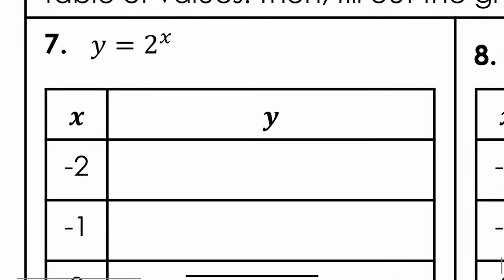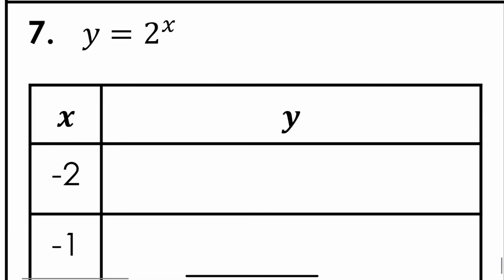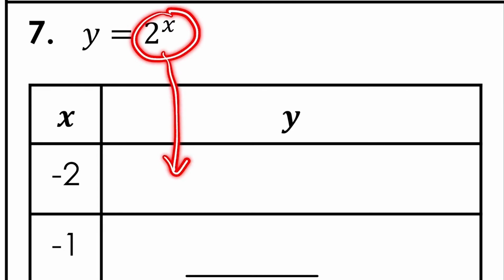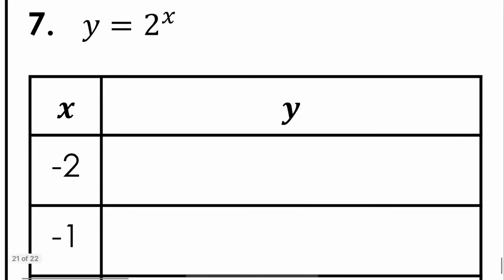So I'm going to start with number 7 over here. All right, it says y equals 2 to the x power. What we're going to do with this is take our function and just write it a bunch of times in our table. We're going to use the same function every single time. The only difference is going to be our x will change depending on what the x's say in this column here.